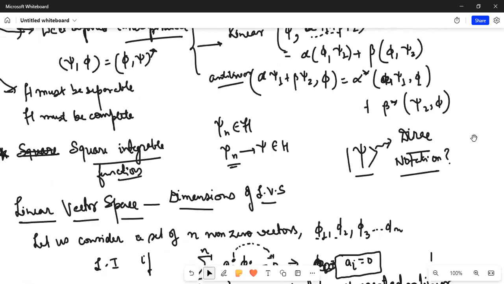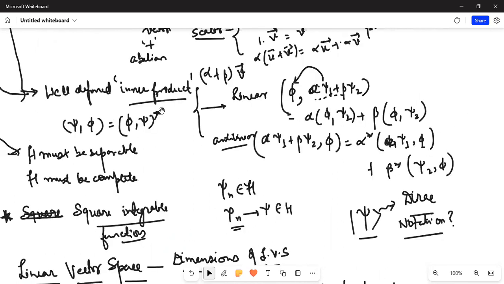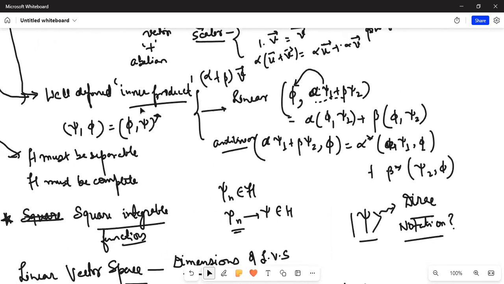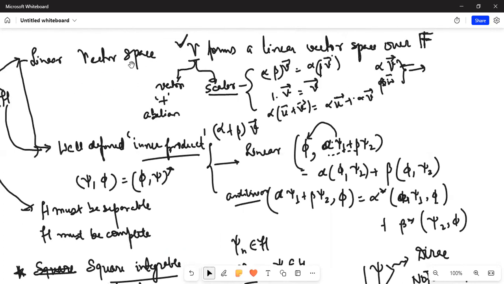Another thing we need to understand is why we are using this Dirac notation, because of which I'm doing this lecture. The inner product must be defined. If the inner product is defined, then when all these properties hold, that is, H is a linear vector space, there must be a well-defined inner product in H, H must be separable and H must be complete, then these properties qualify the statement that H is a Hilbert space.